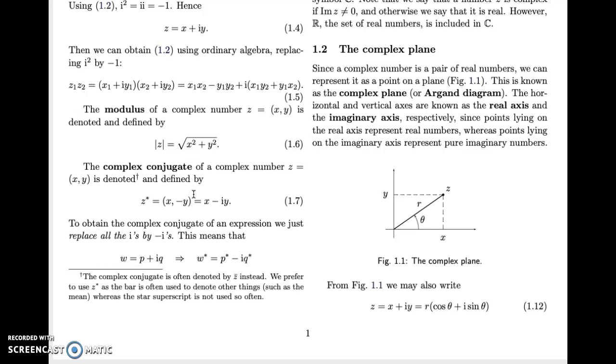More generally, if you have any expression and you want to find the complex conjugate of it, such as w equals p plus iq, then to find the complex conjugate, all you do is you star everything. And if you see any i's, well, i star is minus i. So you just change the i to minus i.